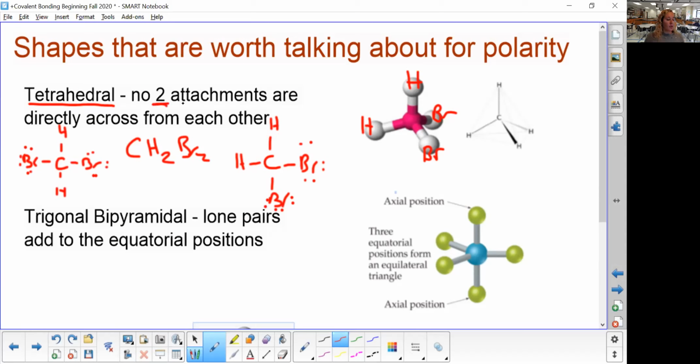So for tetrahedral, if you have one thing that's different, it's polar. If it's all the same thing, it's going to be nonpolar for tetrahedral because all the dipoles will cancel each other out.